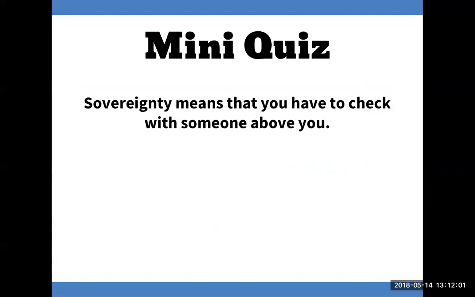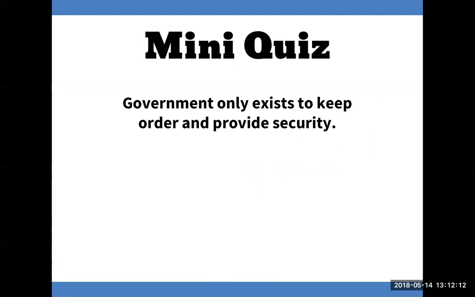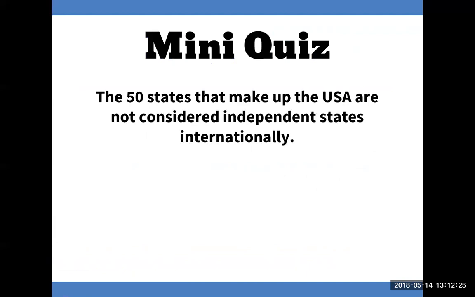Sovereignty means that you have to check with someone above you. The answer is no. Just the opposite. Sovereignty means there is no one above you. Government only exists to keep order and provide security. The answer is no. Think about the 4 roles of government. The 50 states that make up the USA are not considered independent states internationally. Yes or no? The answer is yes. That's right. They don't have full sovereignty.